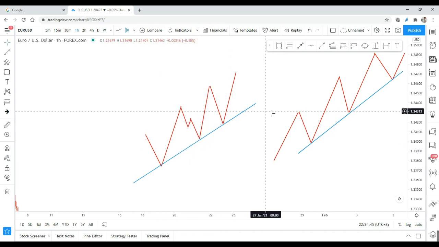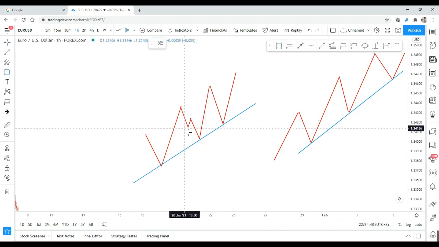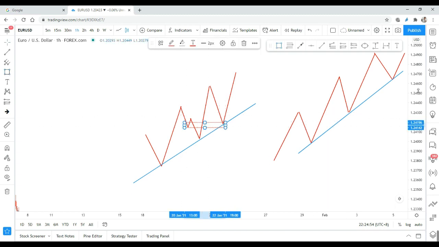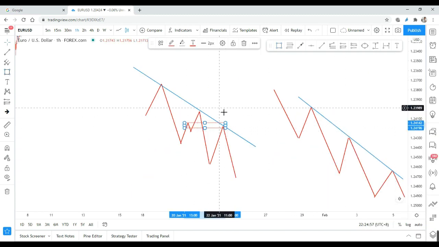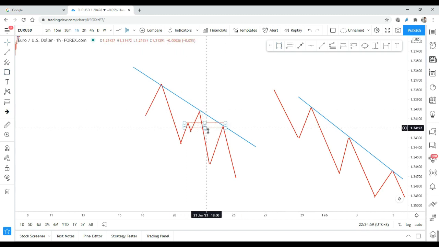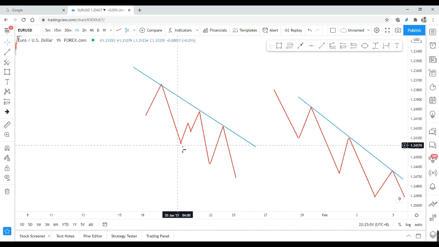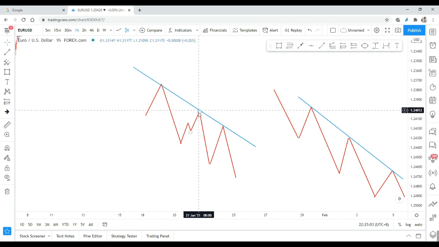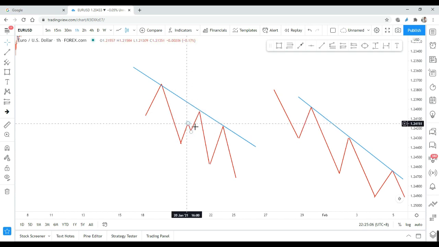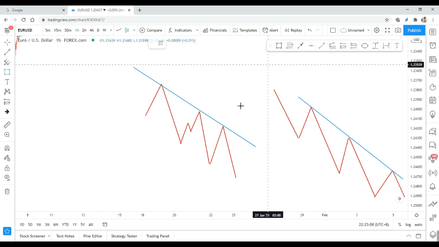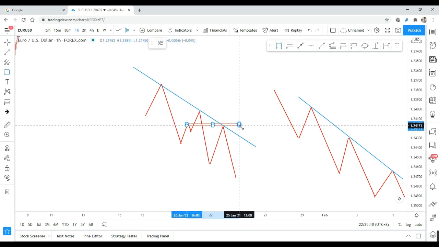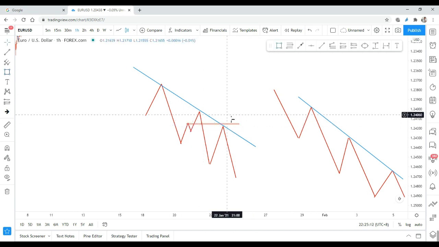Your entry area will be at this point. This is what we call a small QM. Let me make it reverse so that you can see clearly. This will be like a small QM, going down, then slowly climbing up. When the price went up, there is a small QML over here. So your entry point will be at the QM level. This is one of the kinds of trade.